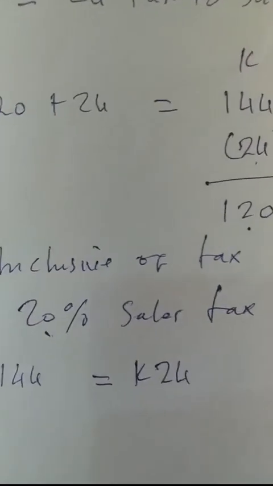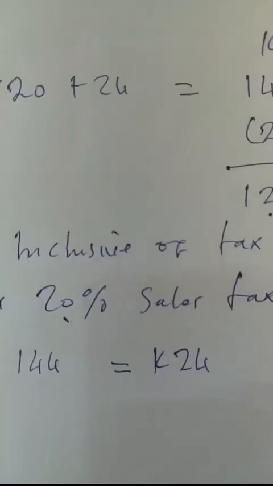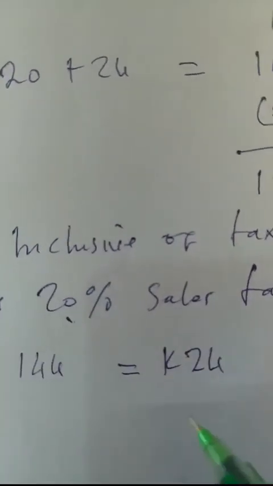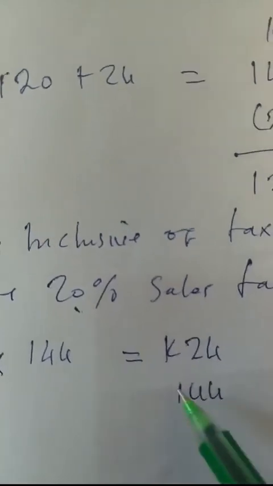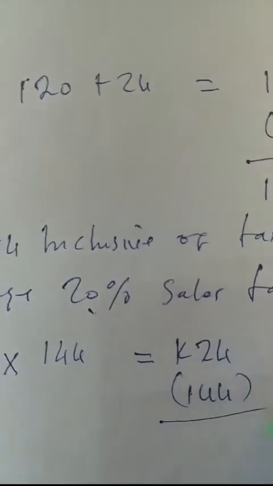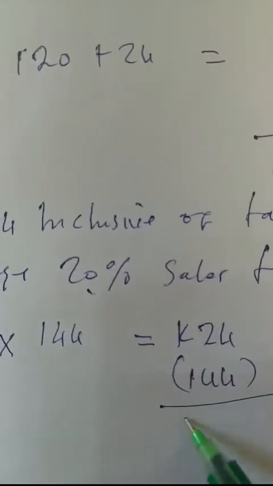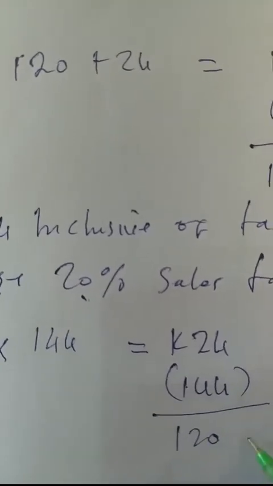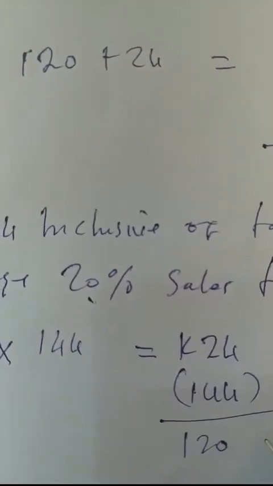If you do your calculation, you find that you have 24 kwacha. So the gross price you already know, 144. If you do the subtraction, you find that you have 120 as the net price for the product that the seller keeps.